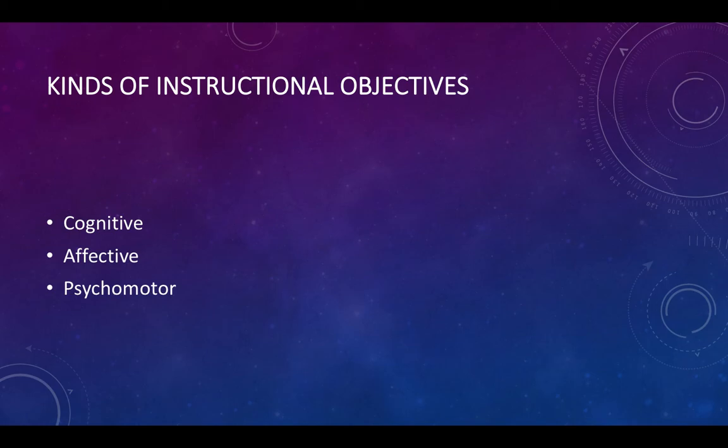So simply put, cognitive objectives focus on the mind. Affective objectives focus on emotions or affect, and psychomotor objectives focus on the body. We're going to discuss these one by one later in our lesson.